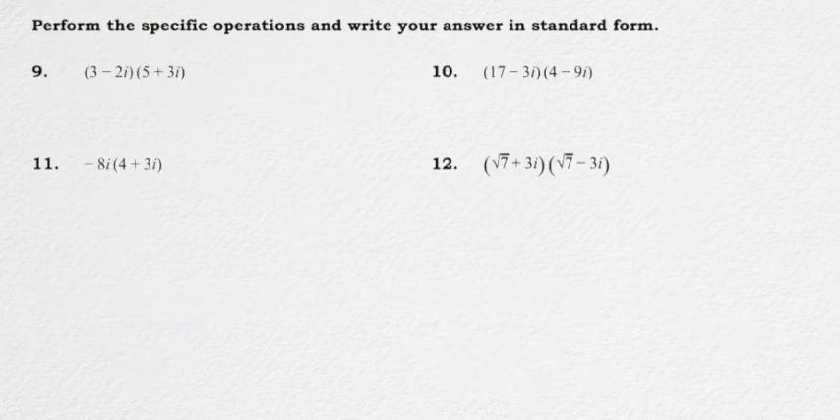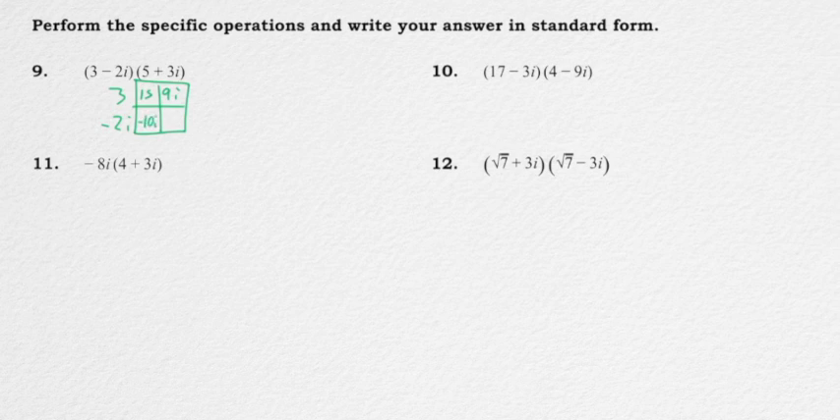Here we get into actually multiplying complex numbers together. And I like to use the box method anytime I'm multiplying binomials together. So for number 9, I'm just going to write it out like this. I'm going to write the box right underneath the second factor, and then just put 3 minus 2i on the side. So 3 times 5 is 15. 3 times 3i would be 9i. 5 times negative 2 is negative 10, and then there's an i.